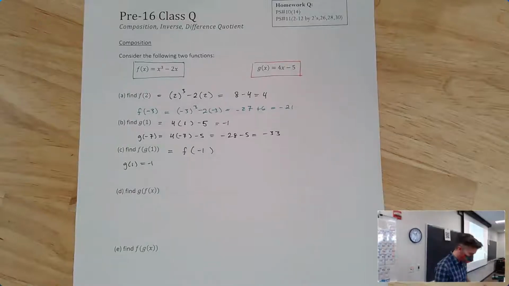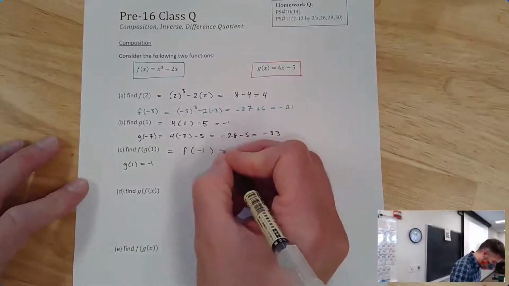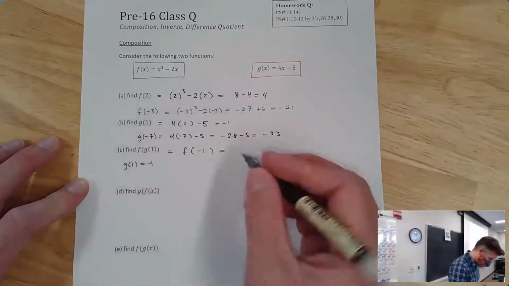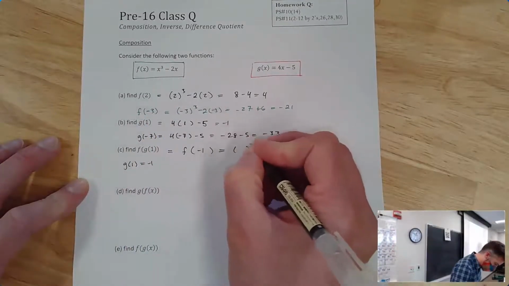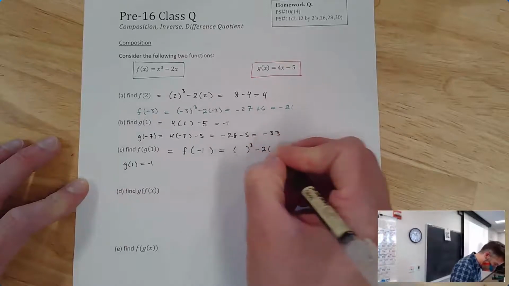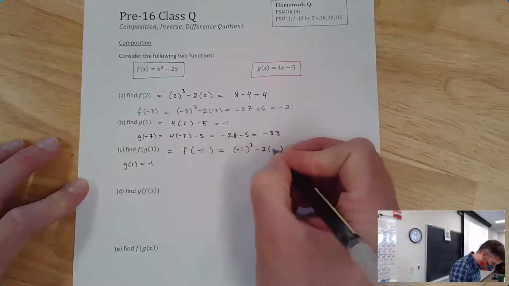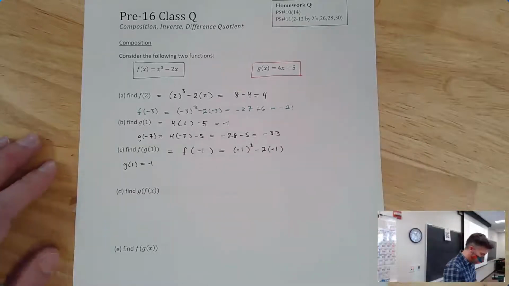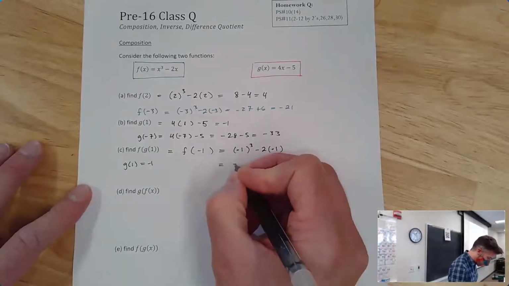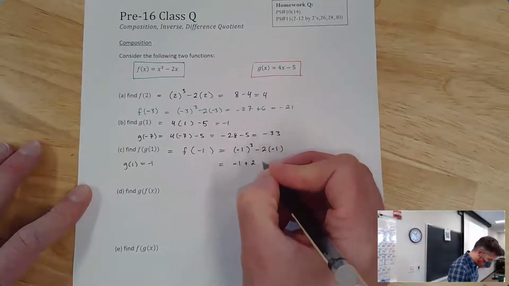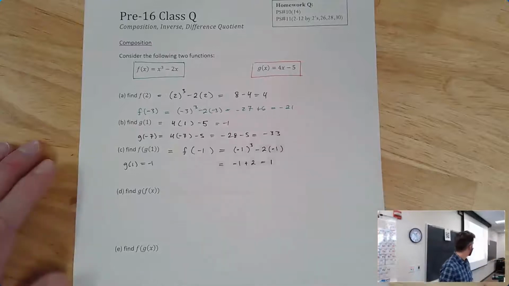And then f of negative 1, well, we know that f of x is x cubed minus 2x. So it's going to be parentheses cubed minus 2 times parentheses. And then we're just going to substitute in the negative 1 for x. Negative 1 cubed is negative 1. Negative 2 times negative 1 is plus 2. And we end up getting 1.